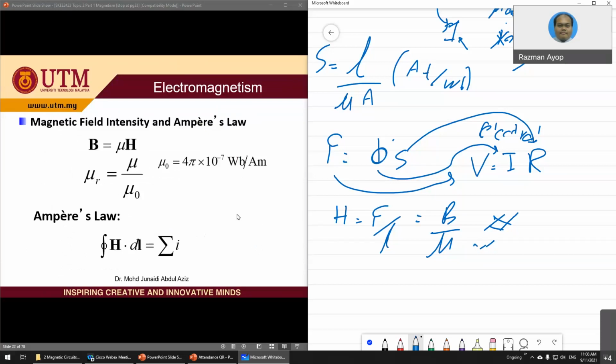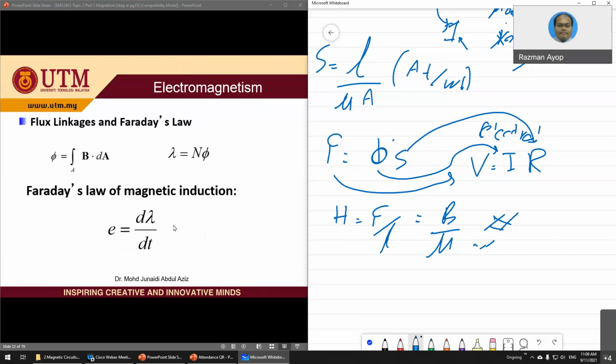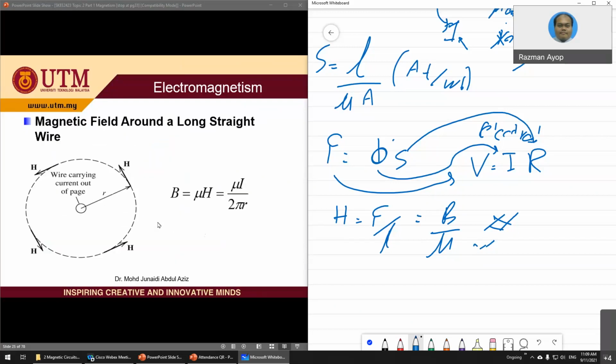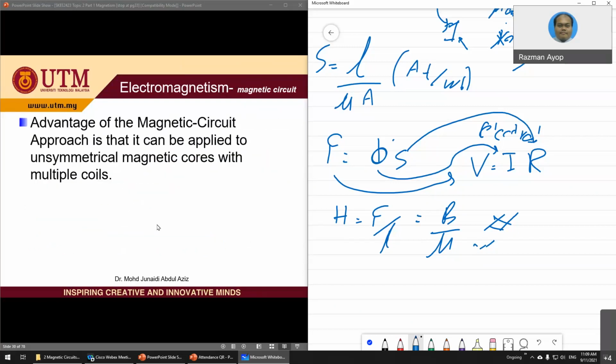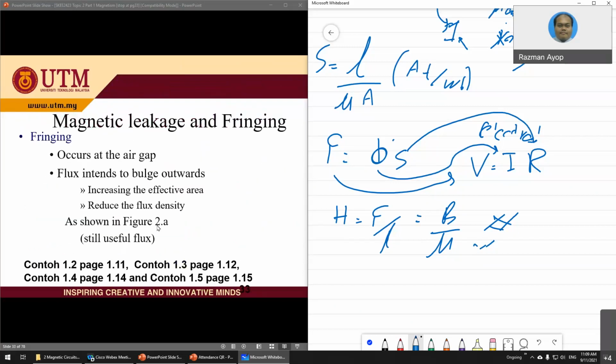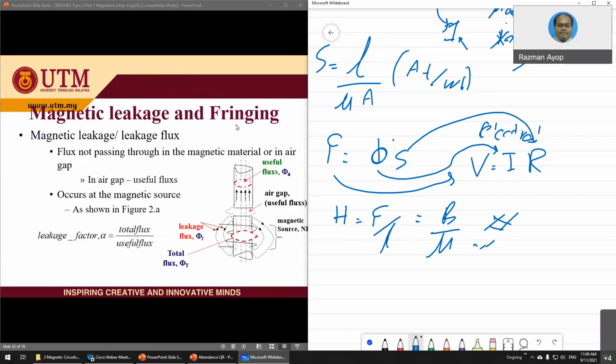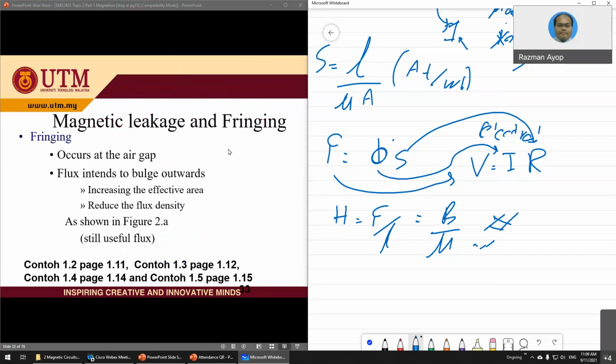And then you learn about Ampere's law. Make sure you understand this. And then the induced magnetic field, and the magnetic leakage and fringe effect. Make sure you remember that.